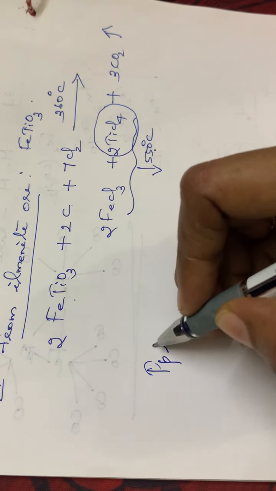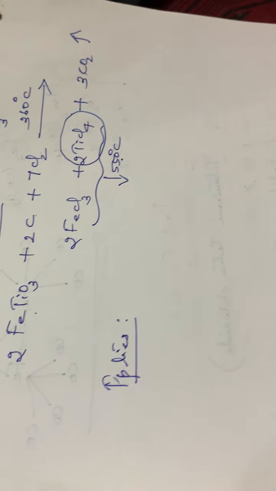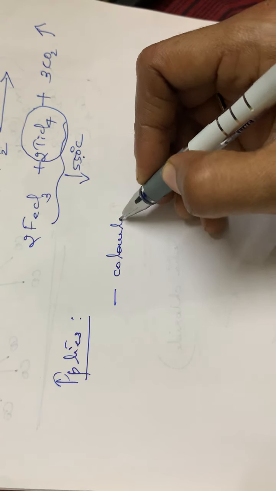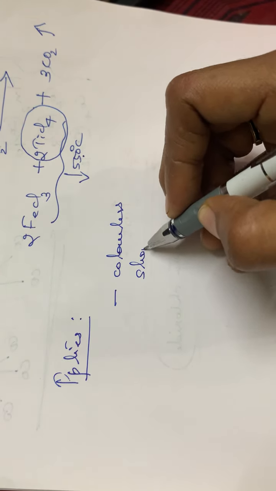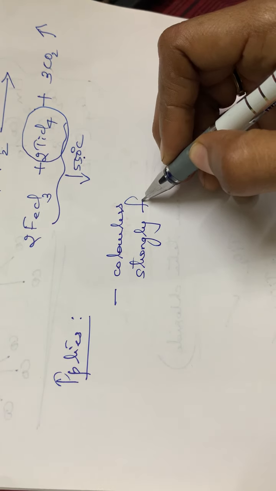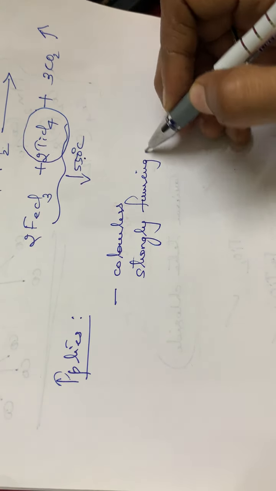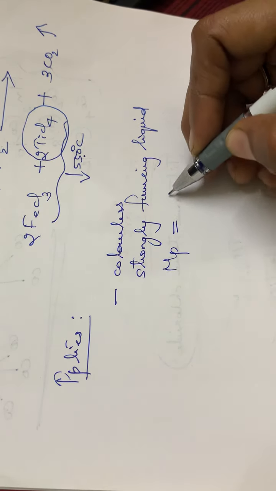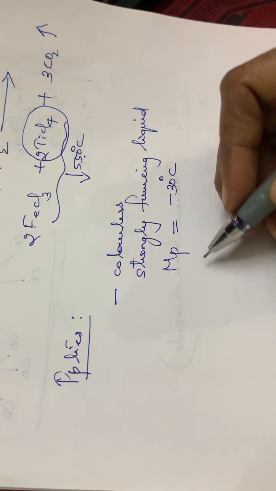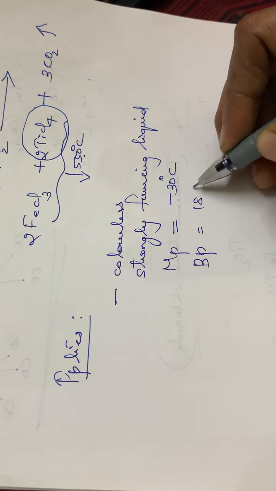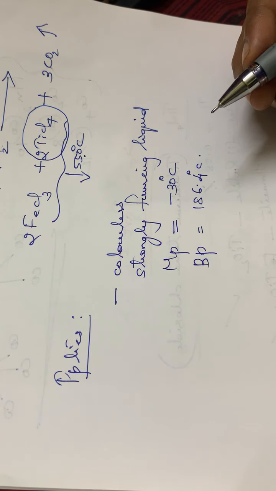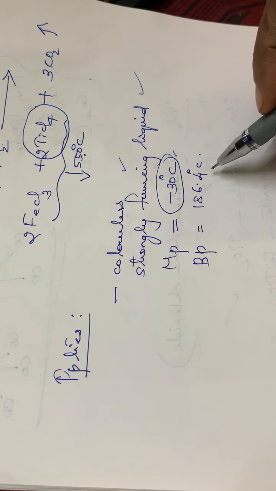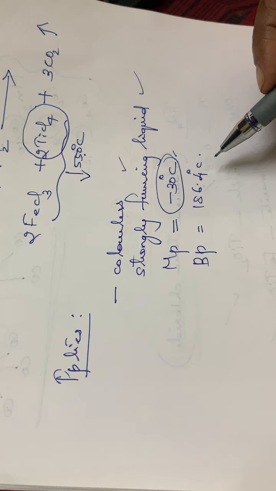Then coming to the physical properties of TiCl4. It is a colorless, strongly fuming liquid. It has a melting point of minus 30 degrees Celsius, which is very low, and the boiling point is 186.4 degrees Celsius.